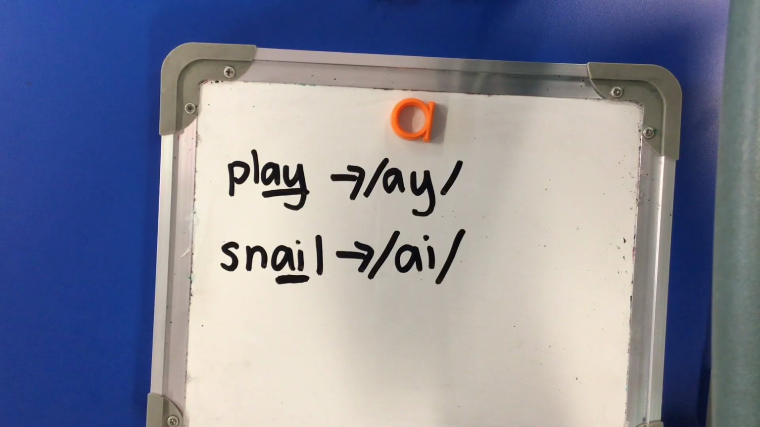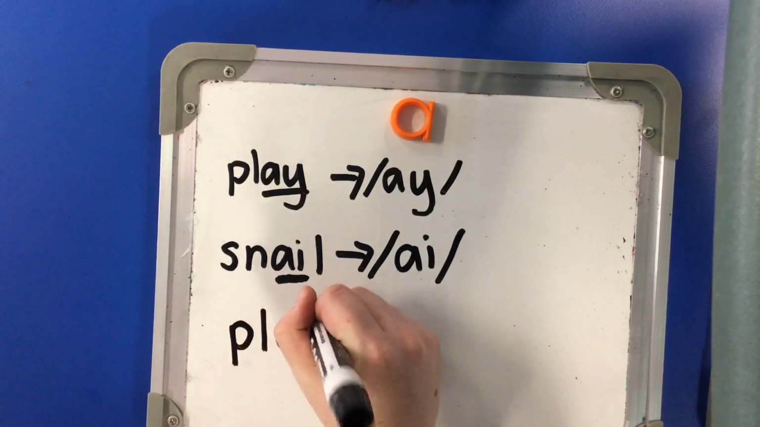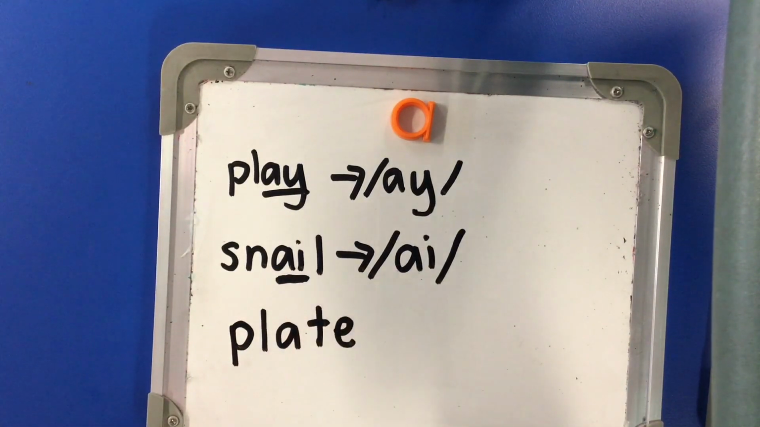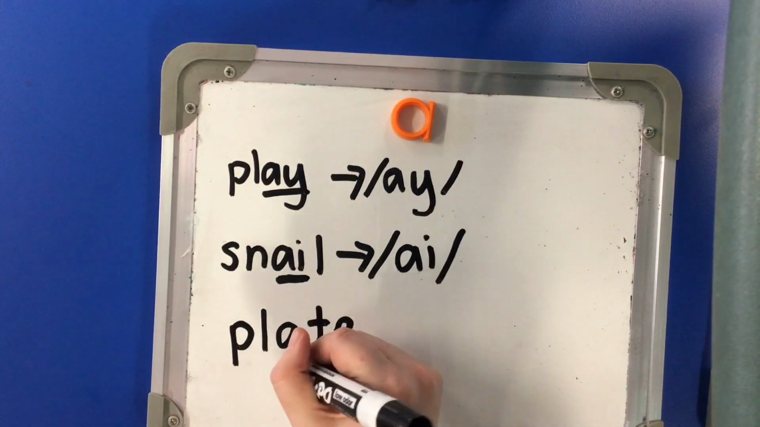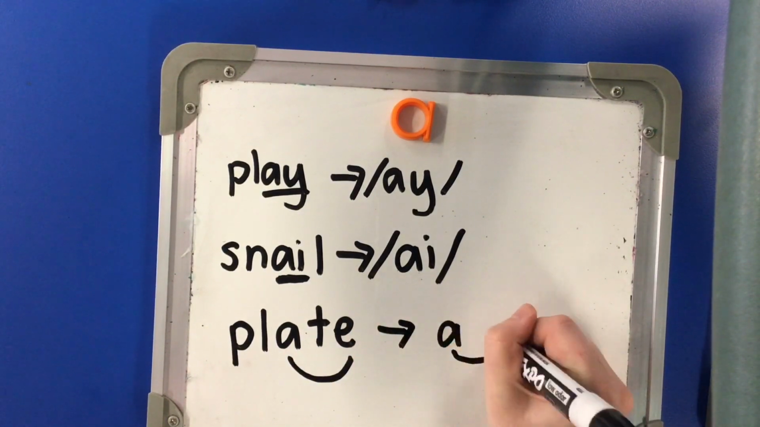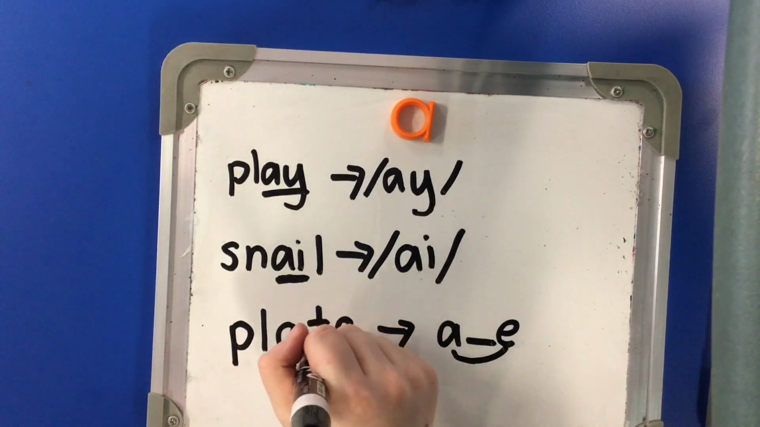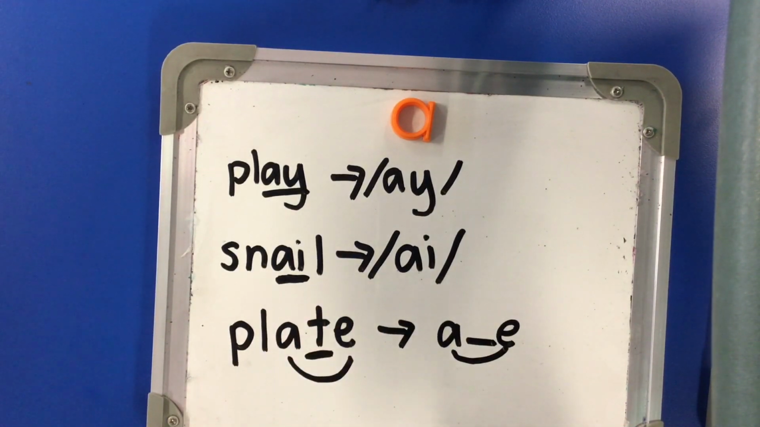There is another tricky thing that you can do to show this sound. I'm going to write the word plate. In this word, my A and my E are working together to make that A sound. This is a split digraph. It's split because there's a letter in between.